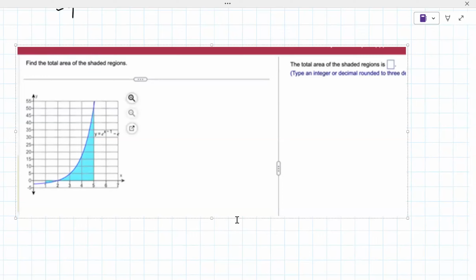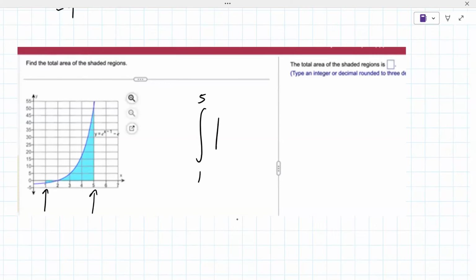All right. So this one is the same as the others. You're going to integrate that function, which is from 1 to 5. The reason it's 1 to 5 is that's the shaded area. Oh, okay. Absolute value of e to the x minus 1 minus e. And you're looking at the X values for that? Yes, these are always x values here.